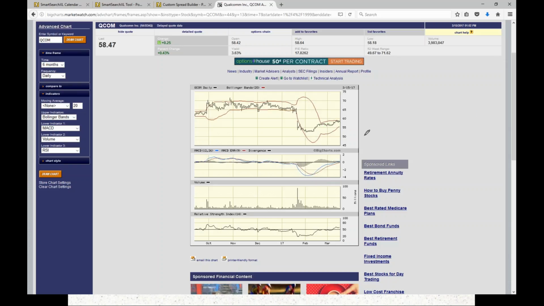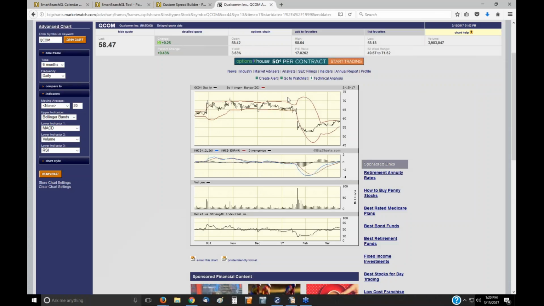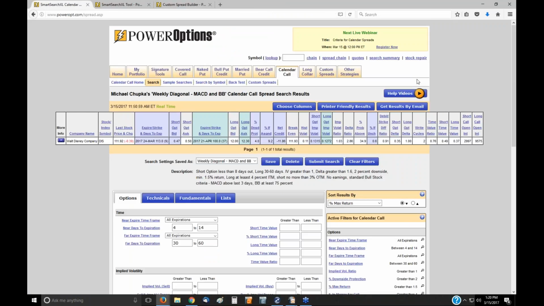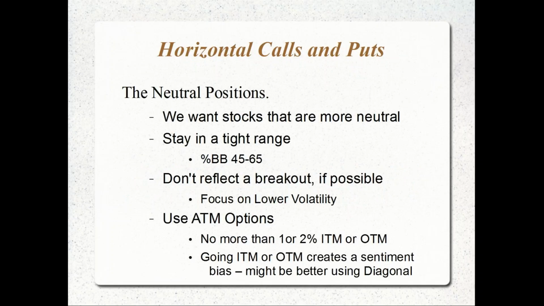Okay, so that's what we're kind of looking for when we talk about the Bollinger Band ranges, and the MACD as well. I just wanted to show that as an illustration to clear up some of the things we were talking about earlier. And of course, discuss why, when looking at a horizontal spread, you want neutral positions, but you still want to avoid earnings, okay?